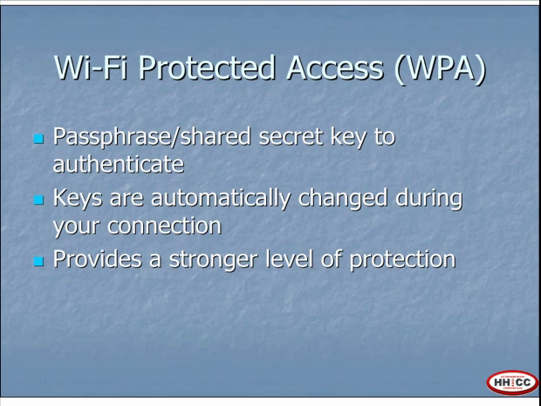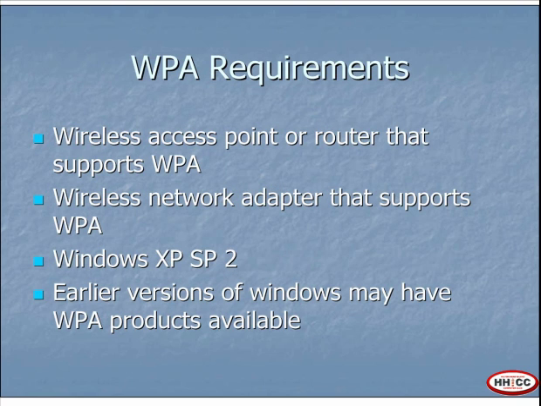The second encryption is WPA, or Wi-Fi Protected Access. It uses a passphrase or shared secret key to authenticate access. The keys are automatically changed during your connection by the wireless access point and your wireless connection. It provides a much stronger level of protection. There also is emerging WPA2 and other WPA type encryption, which is not going to be covered in this particular tutorial. But any one of these is a good protection for your encryption.